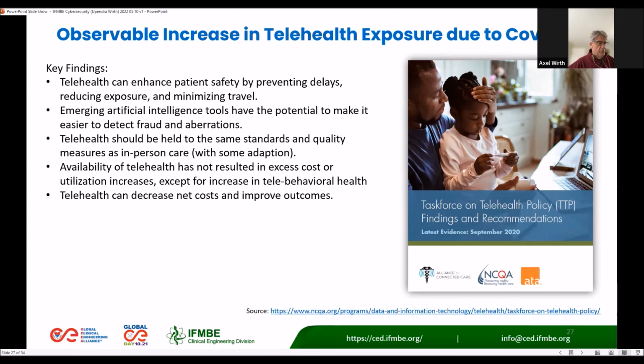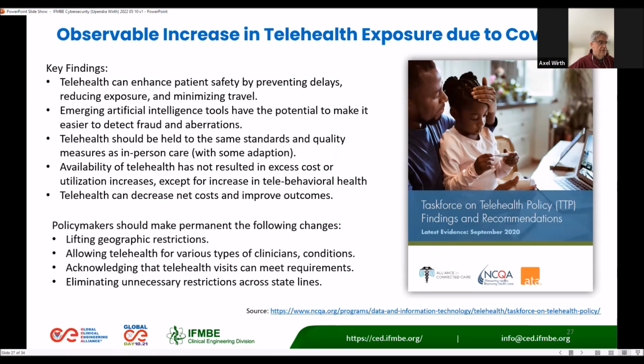But overall, this report concludes that telehealth indeed has decreased net cost and has helped to improve outcomes, especially in this crisis situation. So the recommendation here is that policymakers should indeed make permanent changes by lifting geographic restrictions, by allowing telehealth for various types of clinical conditions, by acknowledging that telehealth visits can meet the requirements of quality care, and by eliminating unnecessary restrictions across state lines in regions that have a state-by-state regulated healthcare system, as we have, for example, here in the US.